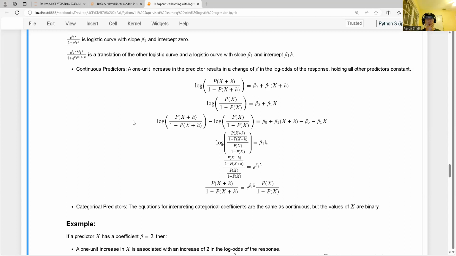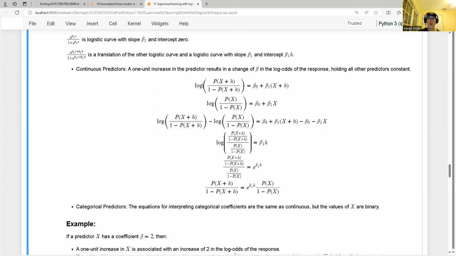Now the continuous predictors, now this is a little bit juicier. All right, so to see what is the impact of a coefficient, increasing a predictor variable up or down, I'm going to consider the probability when x is the value it is, and when x is x plus h. So here I'm doing that translation thing.